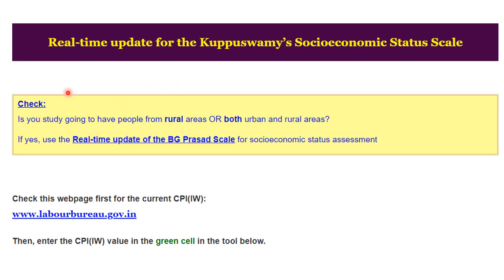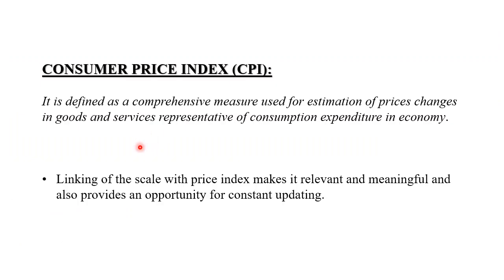So this is a real-time update. Here you will go to the link that was described in the previous slide. In this we will be requiring the consumer price index. For getting the updated income categories for the Kuppuswamy scale, we will be requiring the consumer price index. It is defined as a comprehensive measure used for estimation of price changes in goods and services representative of consumption expenditure in the economy.